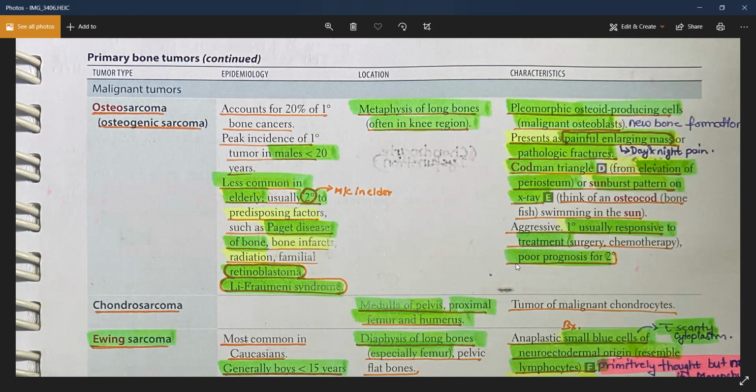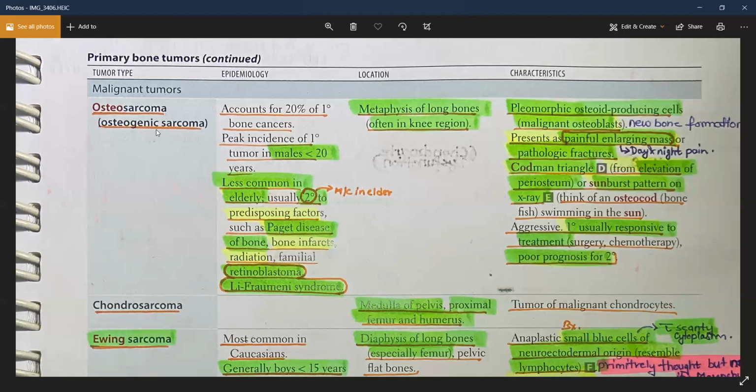But if it is secondary to some other disease like Paget's disease, then the patient will have a very poor prognosis. And just like Paget's disease, the patient can have both the lytic lesions, which are the bone resorbing lesions, as well as the sclerotic lesions, which are the bone forming lesions. So both the lytic as well as the sclerotic lesions will be there in case of osteosarcoma. It is similar to that of Paget's disease.